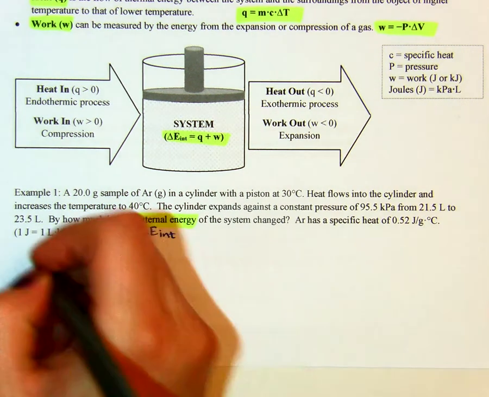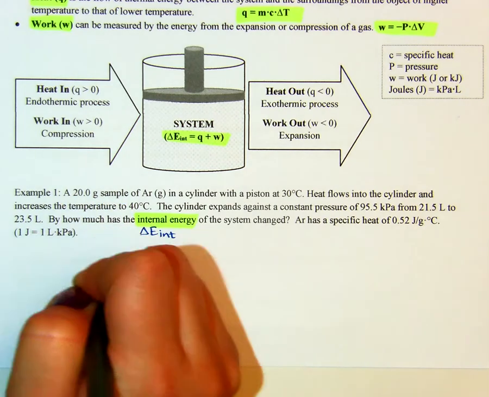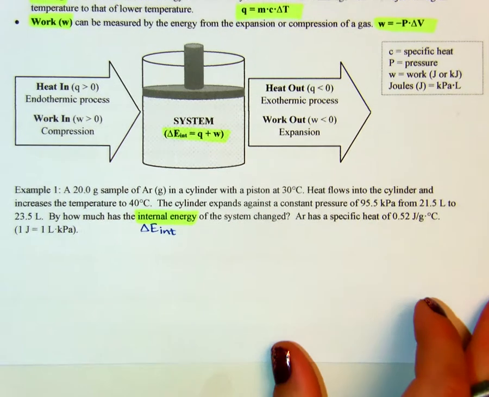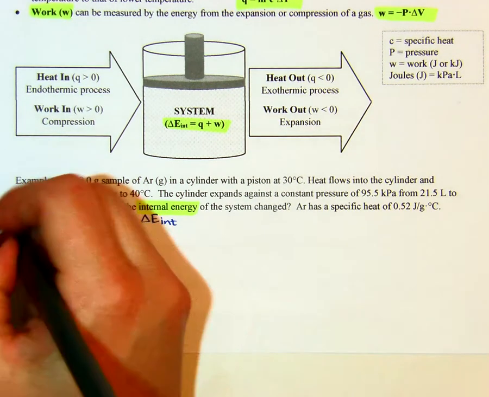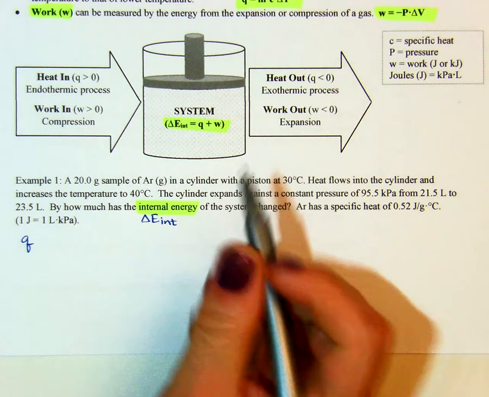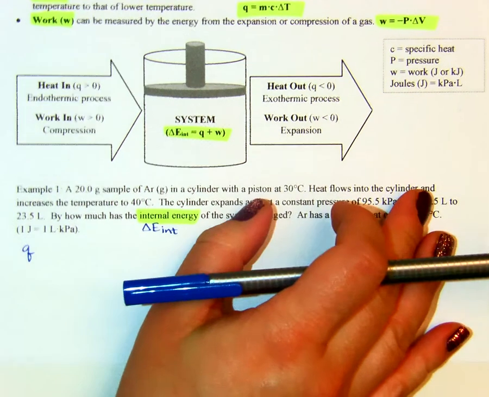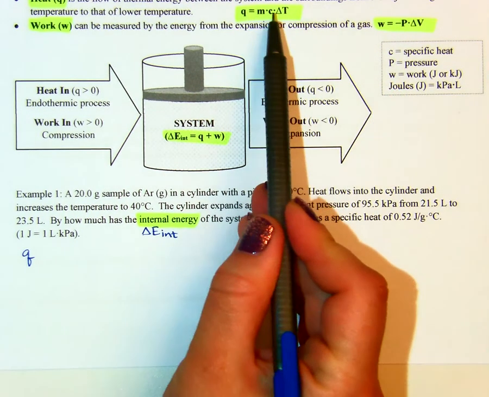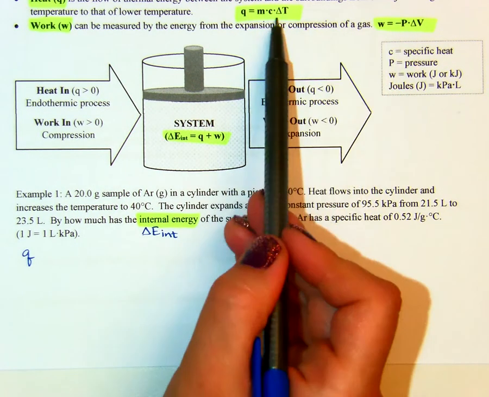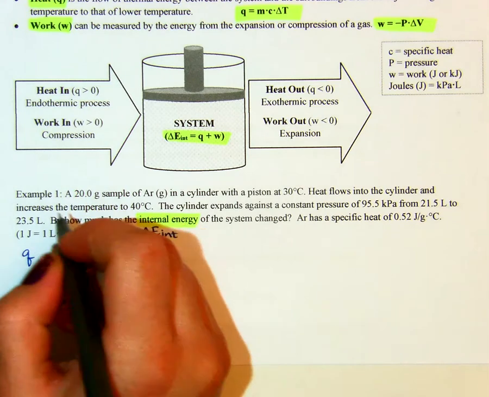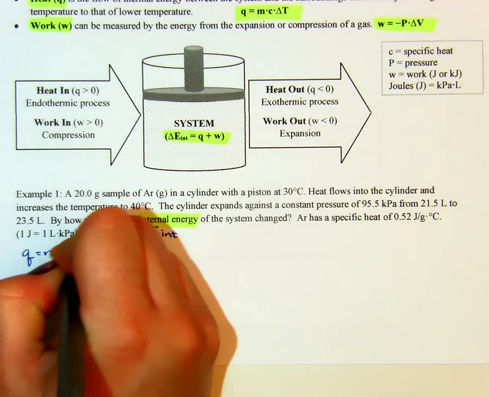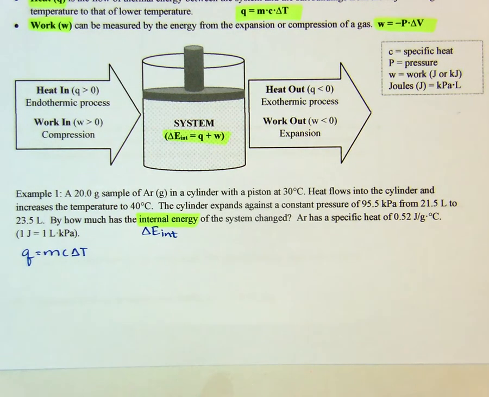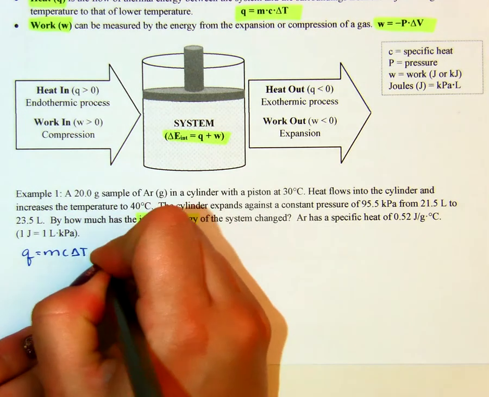All right, welcome back. So hopefully you were able to pause and tackle this problem. Let's review now. So I'm going to find my heat first. So I'm going to use my equation for heat. Q equals mc delta T right here. Mass times the specific heat times the change in temperature is going to give me my heat. So Q equals mc delta T. And I'm given all the variables I'm going to need in my equation. So I'm just going to go ahead and start plugging those in.